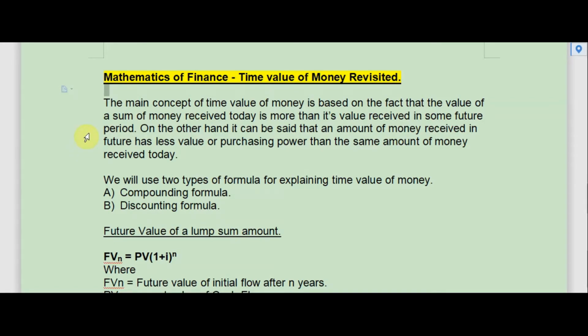Welcome to today's class. Today we will discuss the time value of money. The main concept of time value of money is based on the fact that the value of a sum of money received today is more than its value received in some future period. On the other hand, it can be said that an amount of money received in future has less value or purchasing power than the same amount of money received today.